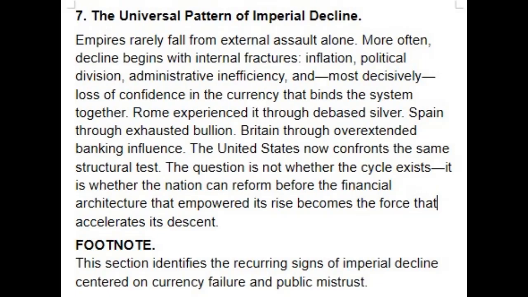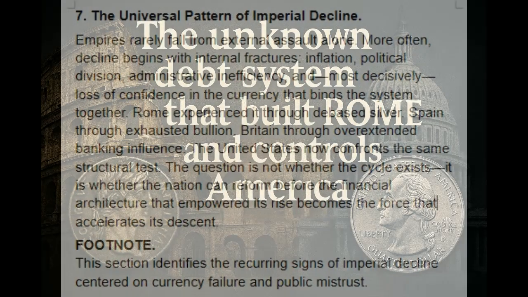The question is not whether the cycle exists. It is whether the nation can reform before the financial architecture that empowered its rise becomes the force that accelerates its descent. Footnote: this section identifies the recurring signs of imperial decline centered on currency failure and public mistrust.